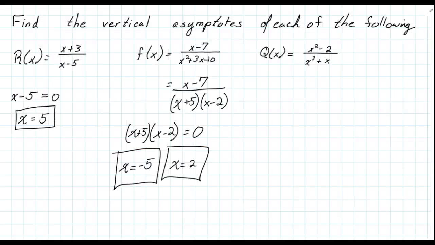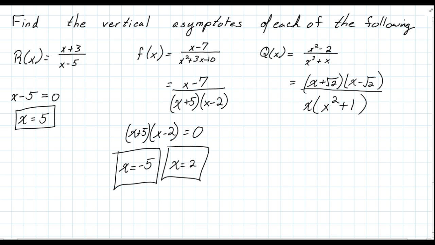So this last guy, let's go ahead and factor the denominator as well. We can also factor the numerator just to be 100% sure. It factors as x plus the square root of 2 times x minus the square root of 2, and that's just because it's the difference of squares. And we're going to put that over x times x squared plus 1.